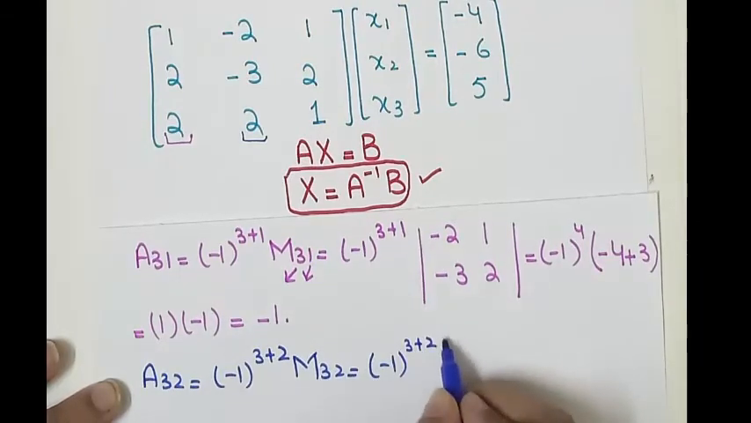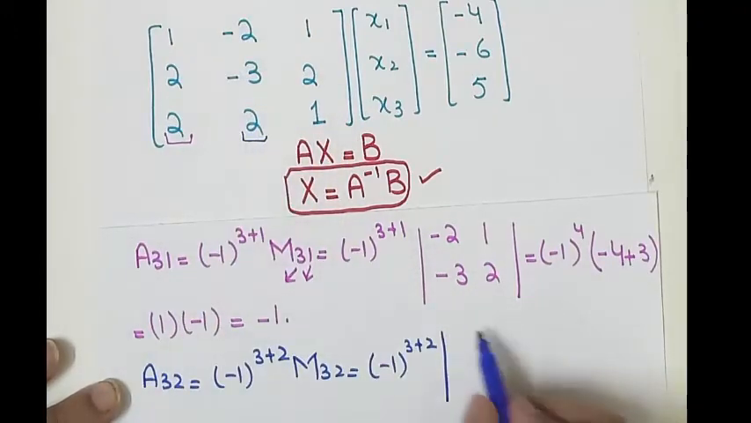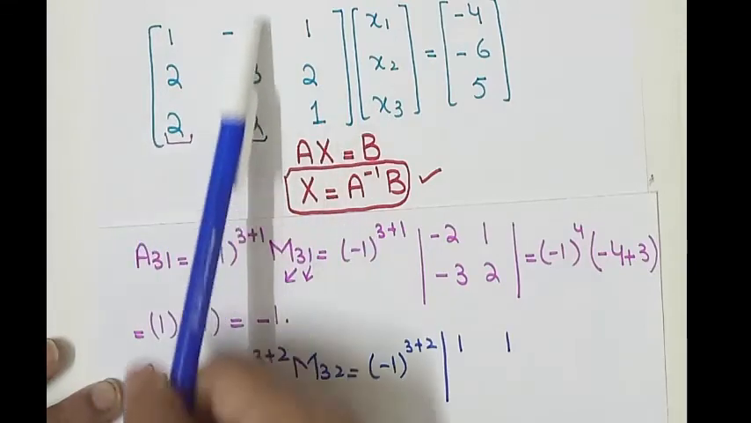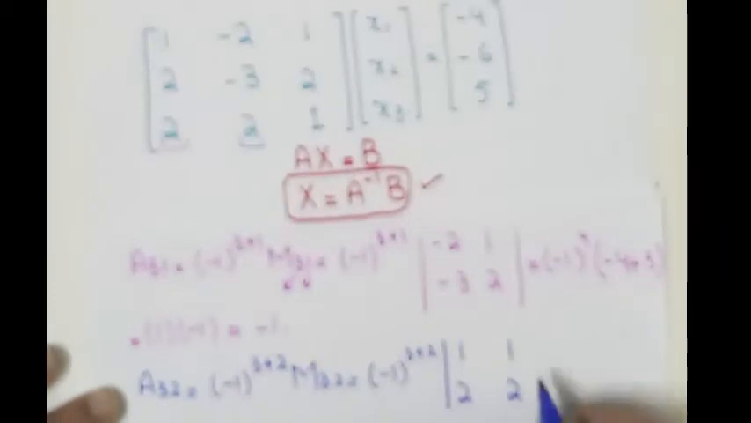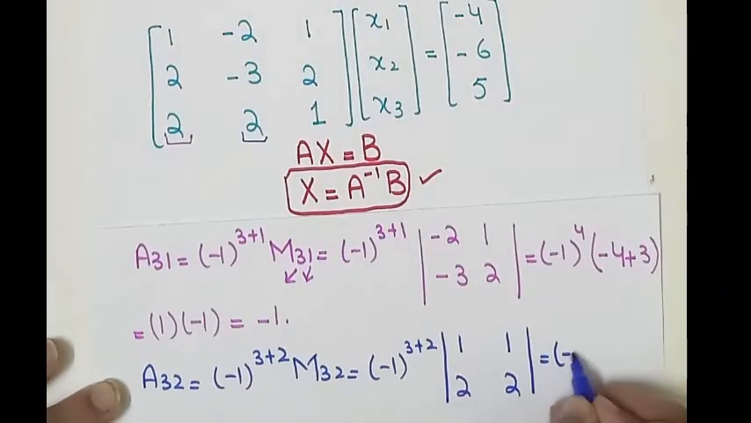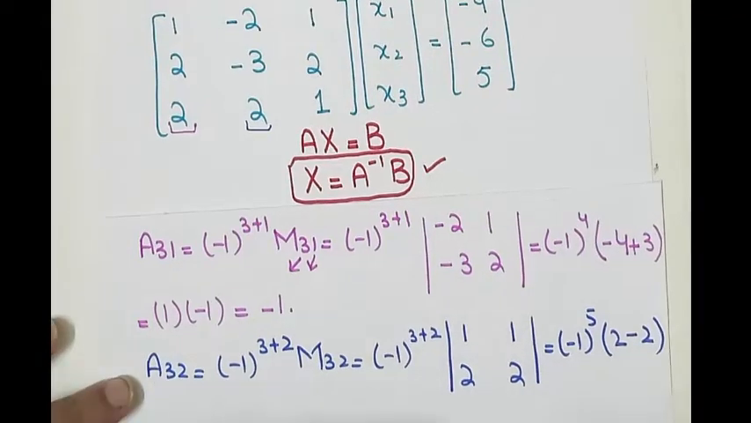Now we will ignore the third row and second column. We have 1, 1, and 2, 2. This equals (-1)^5 times (1 × 2 - 2 × 1). So (-1)^5 is -1, and 2 - 2 is 0. So this equals 0.